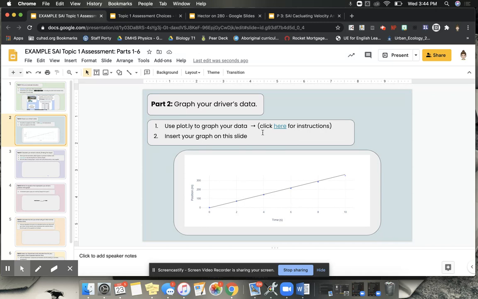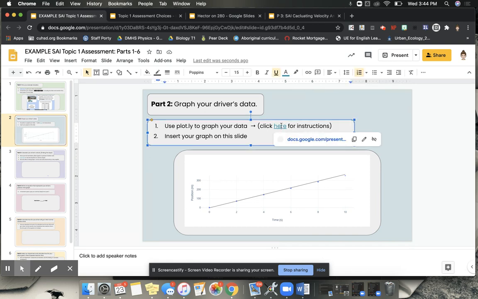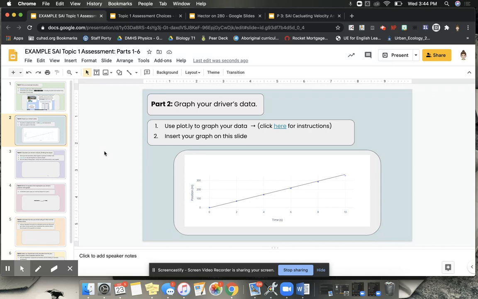Part 2, we are going to use Plotly to graph your data. I'm not going to go into the instructions for Plotly in this video. You should click here for some visual instructions on how to make your graph. Once you make this graph, you're going to insert it on your slide here. Again, all the instructions are here on this link. When your part 2 is done, it should look something like this.